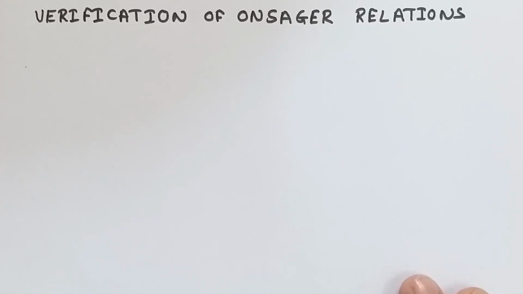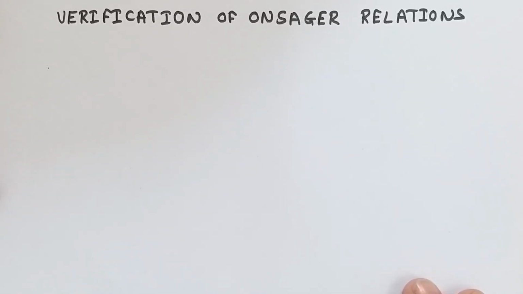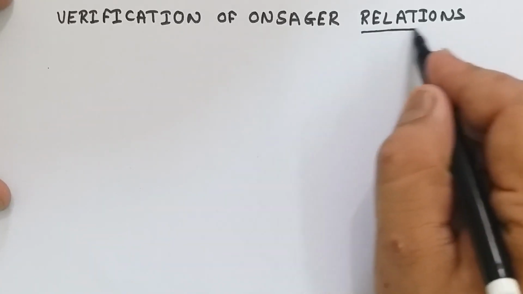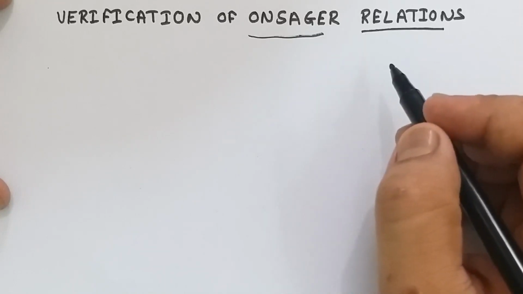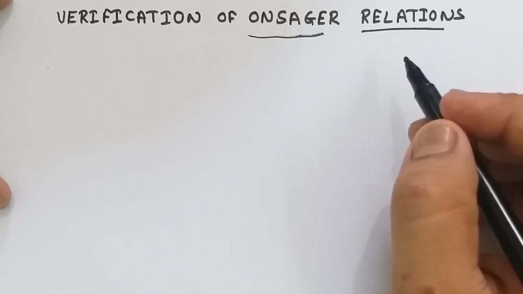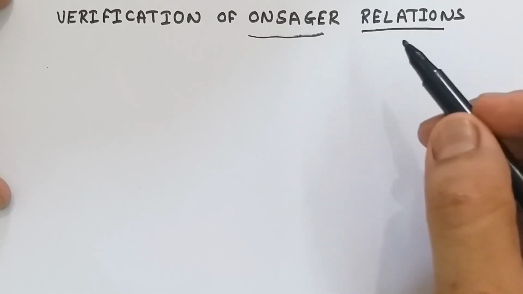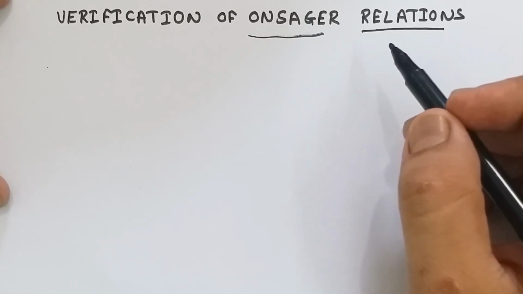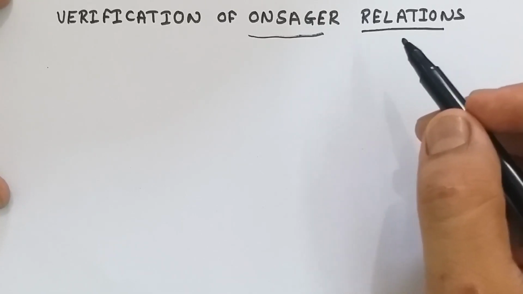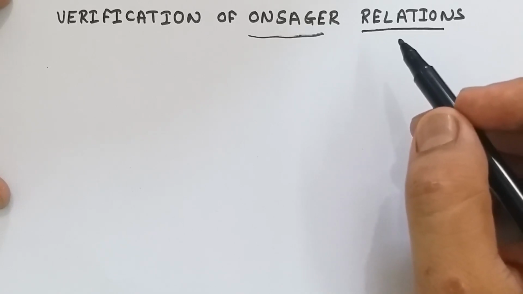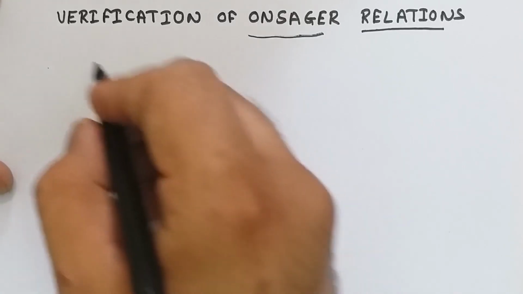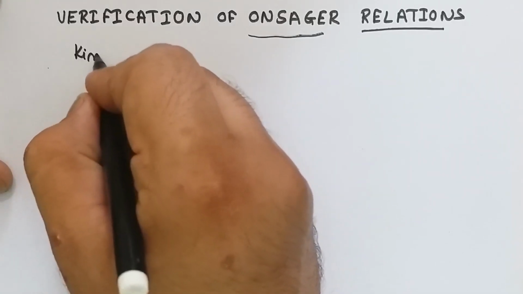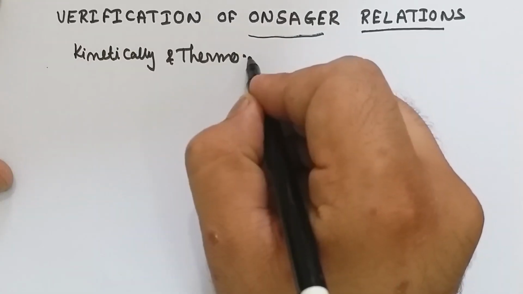Hey friends, welcome. Today we are going to discuss one of the topics of irreversible thermodynamics, or non-equilibrium thermodynamics, that is Onsager relationships. Now, these Onsager relationships we have already seen in the first lecture. Today, using a very simple reversible reaction, we will investigate these Onsager reciprocal relationships kinetically and thermodynamically.